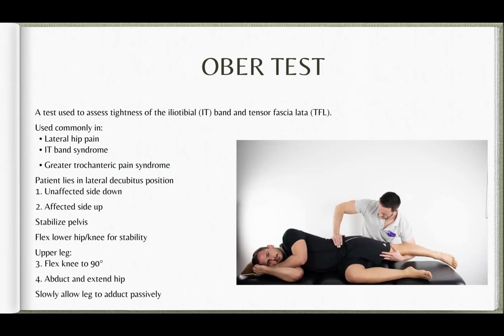Ober test, a test used to assess tightness of the iliotibial band and tensor fascia lata. It is commonly used in lateral hip pain and IT band syndrome, greater trochanteric pain syndrome. Patient lies in lateral decubitus position with affected side up and unaffected side down. We should stabilize the pelvis and now flex lower hip or knee for stability. Upper leg, flex knee at 90 degrees and abduct and extend hip.